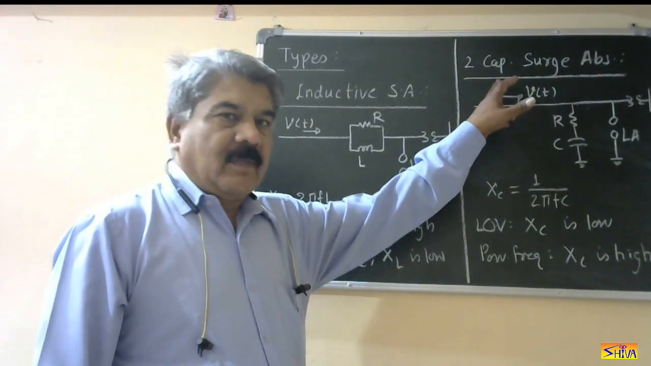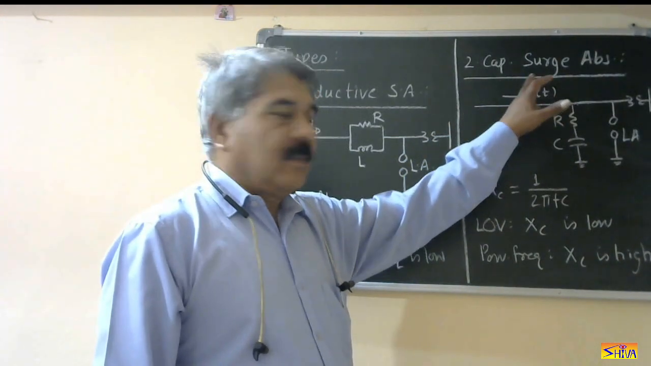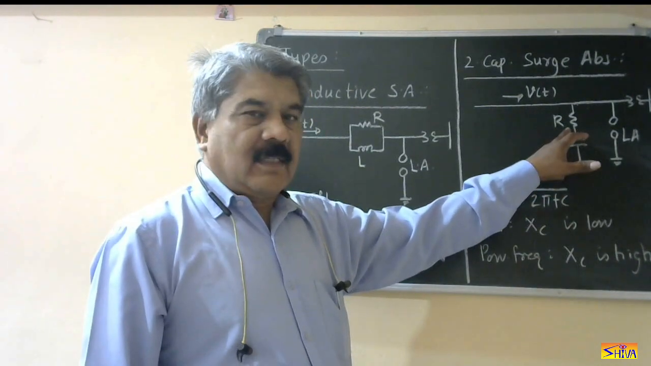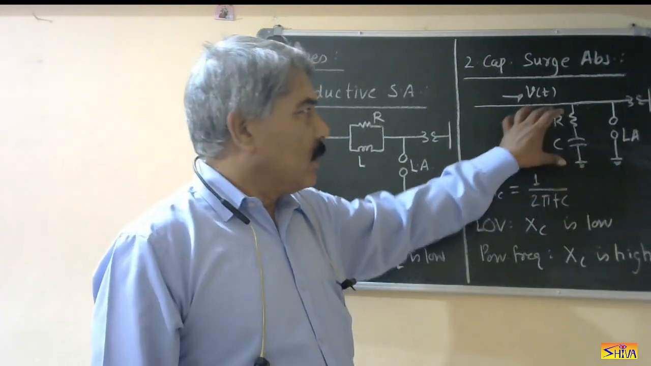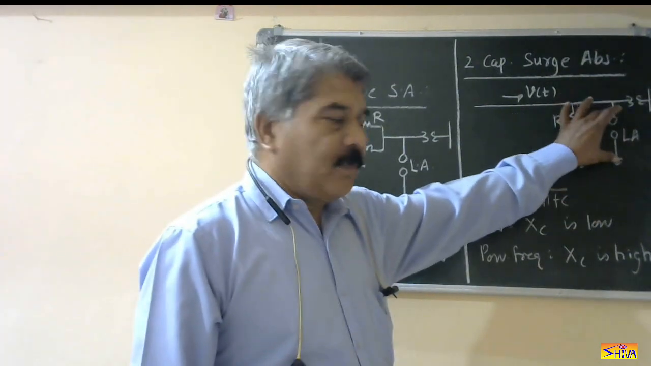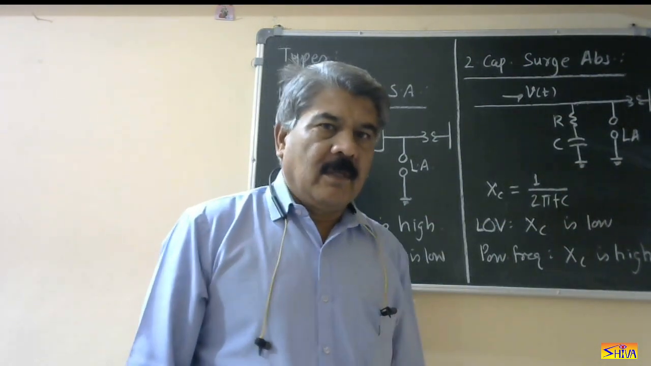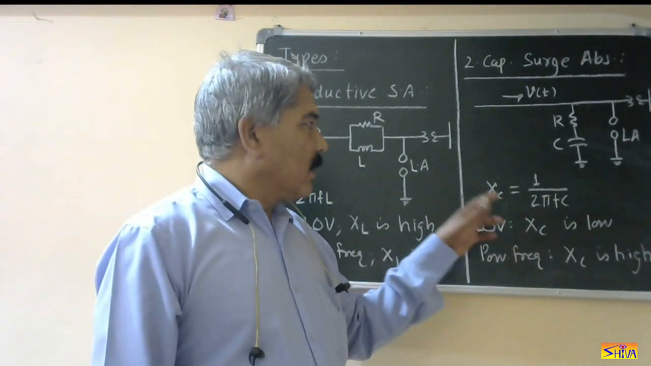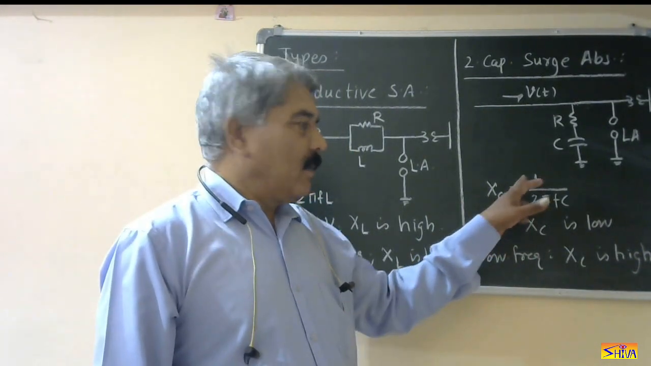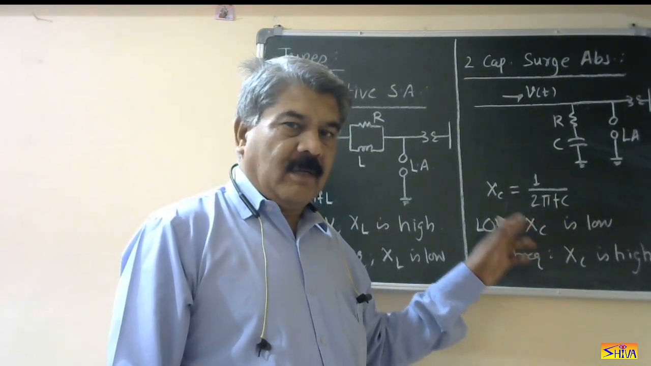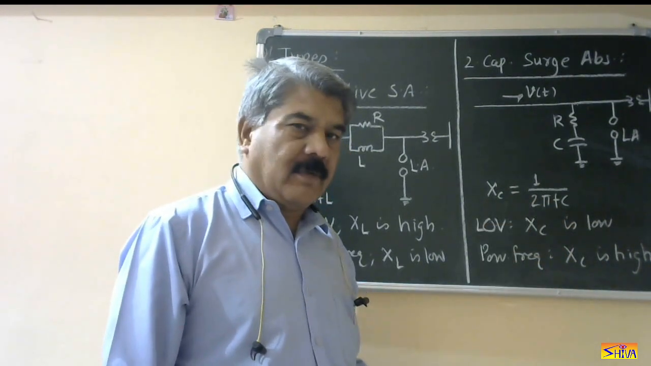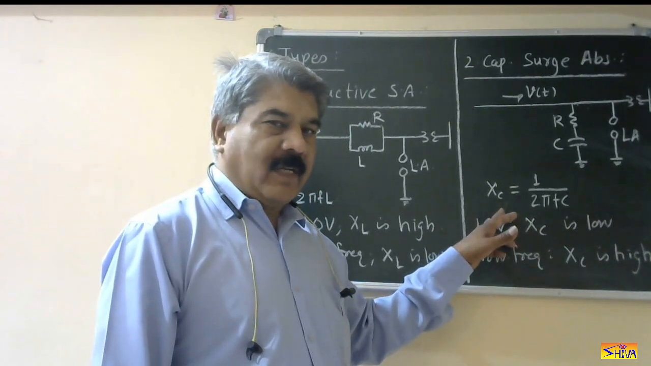Next type is capacitive surge absorber. This consists of a capacitor in series with a resistor connected between line and the ground. So this is the surge absorber connected before the lightning arrestor. Now let us see how it works. Capacitive reactance is given by 1/(2πFC). F is the frequency of the incoming voltage wave and C is the capacitance. So this is capacitive reactance.